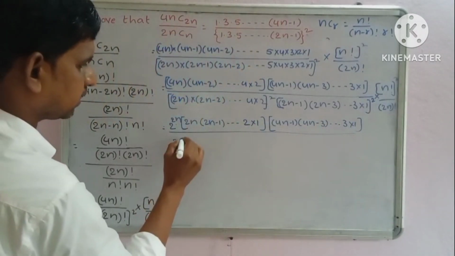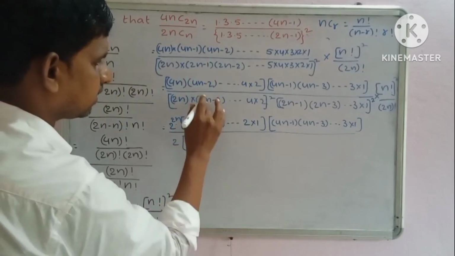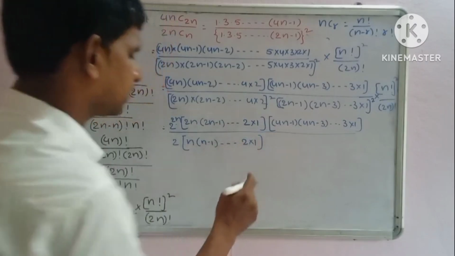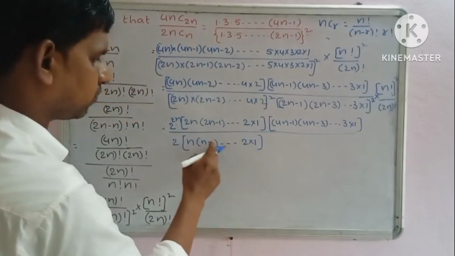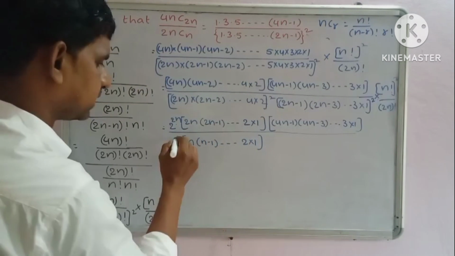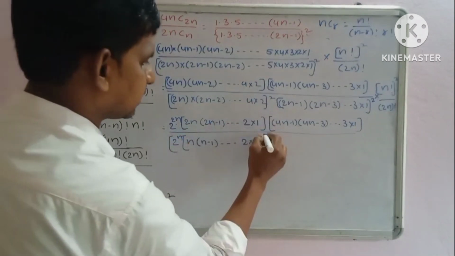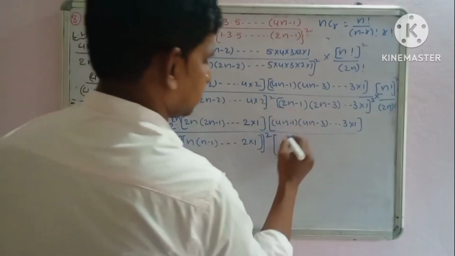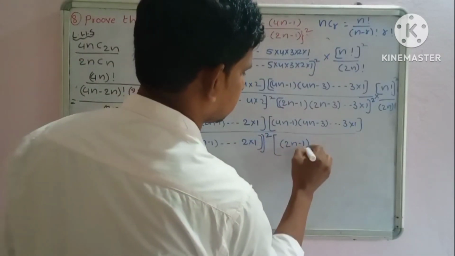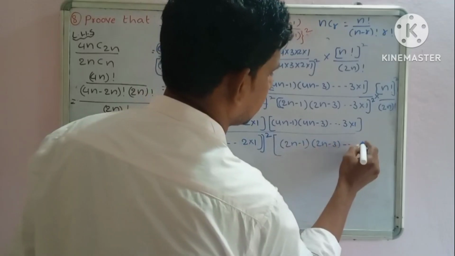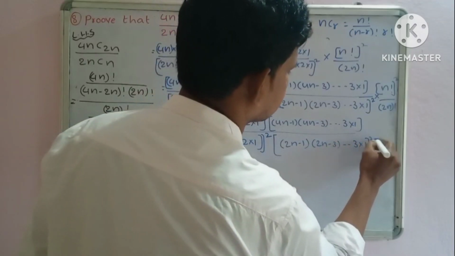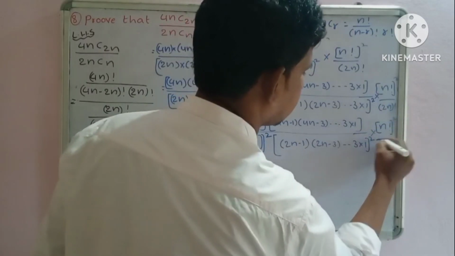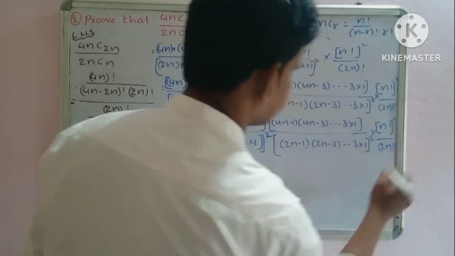In the denominator also take 2 as common: n, n minus 1, so on 2, 1. So how many 2s are there? 1, 2, 3, 4, 5, so on up to n. So 2 power n, and square is there. Into 2n minus 1, 2n minus 3, so on 3 into 1, square. Multiply with n factorial whole square by 2n factorial.